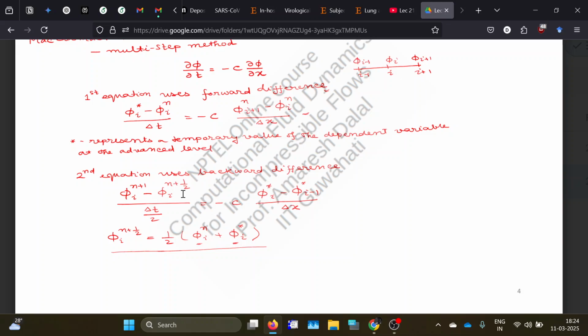Now your guess for n plus half would be the average between these two. So this is this step over here. For n plus half, you just calculate the average between n and the guess value at n plus 1, which is the star value. And over here you use a backward difference. So now you get the benefit of backward difference, which is that it becomes unconditionally stable.